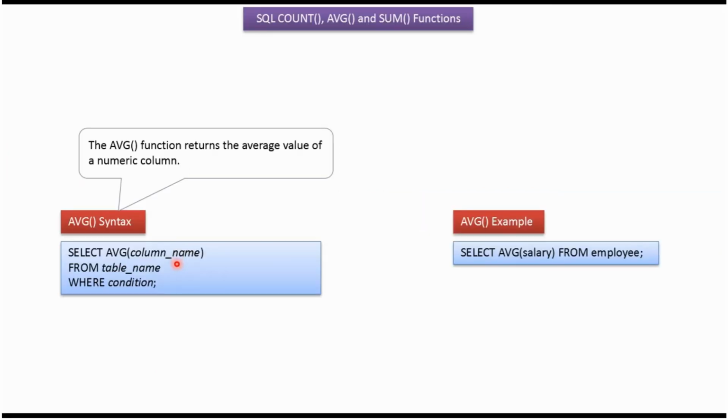Here you can see the syntax of the average function. Select average, then we have to specify the column name, from table name, and where condition. The average function returns the average value of a numeric column. We will see one example.